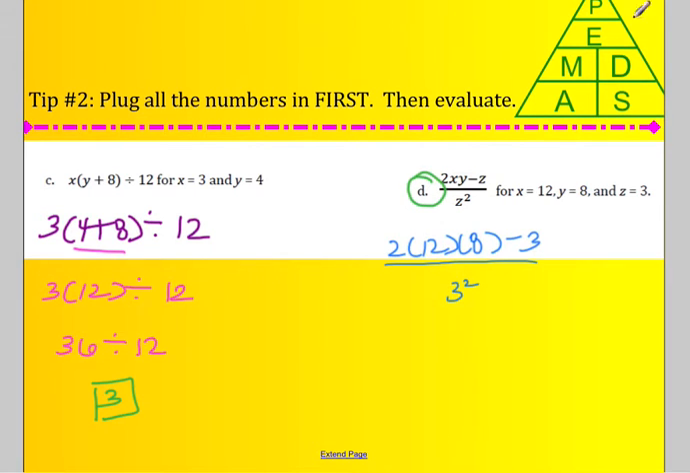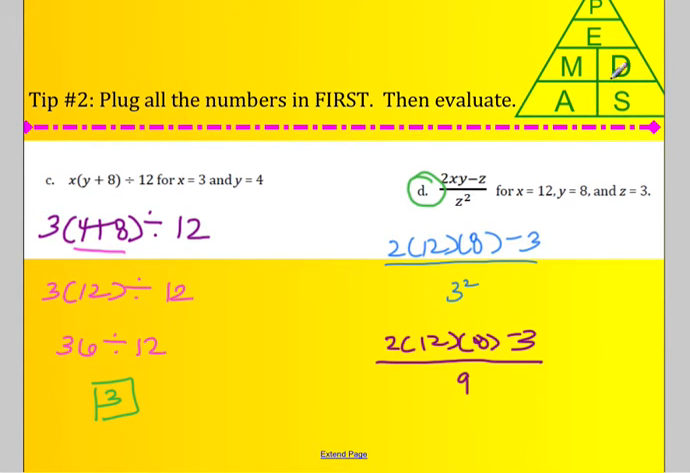All right, first step first, I look for parentheses. Okay, there's parentheses here, but it's really to show multiplication. There's nothing on the inside I need to take care of. So I go ahead and move on to exponents. This is an exponent, so I would have 2 times 12 times 8 minus 3 over 3 squared, which is 3 times 3, so 9. So now I took care of my exponents.